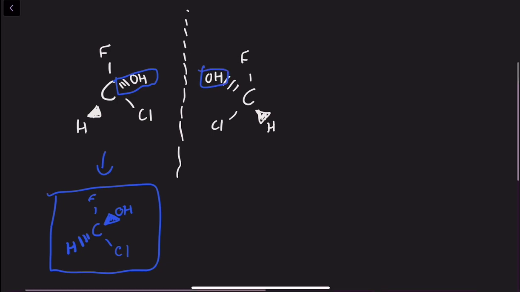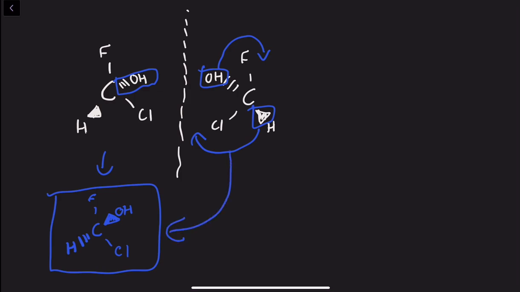Now, if we take our original example with our OH group rotated 180 degrees, that OH group is going to be in the front. And this hydrogen, when it's rotated 180 degrees, is going to be in the back. And it turns out that it's exactly what we drew here.